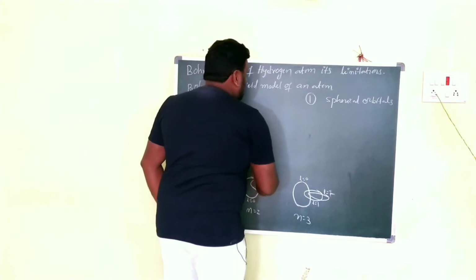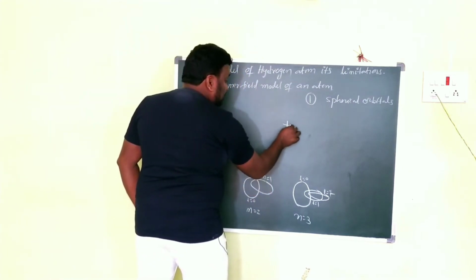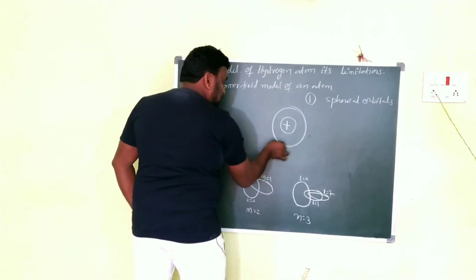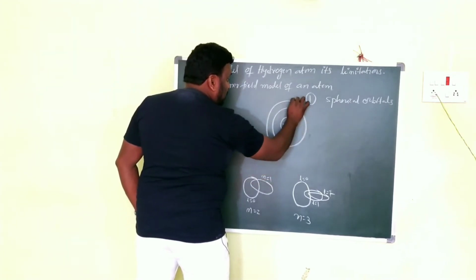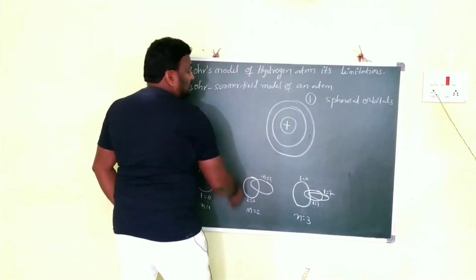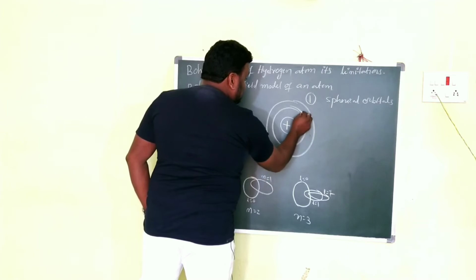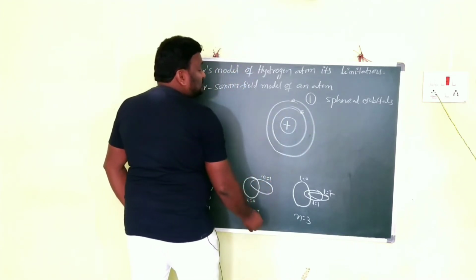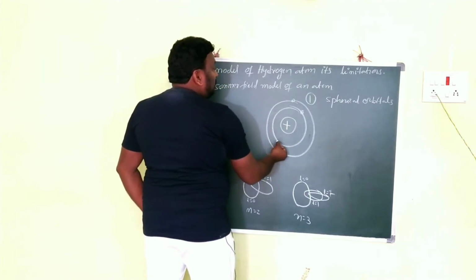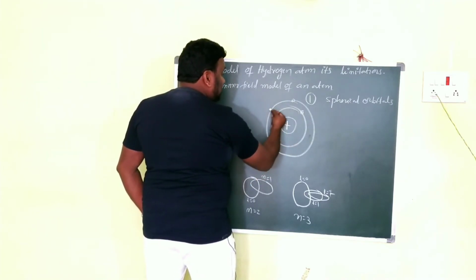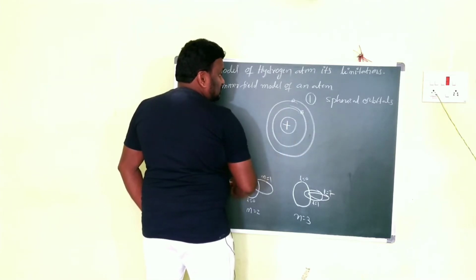Clear children? So like this. This is the nucleus. Around the nucleus the electrons revolve in a particular shell. This is the location of an electron like this. So the first thing is what? According to Bohr, the electrons revolve around the nucleus in particular orbits.